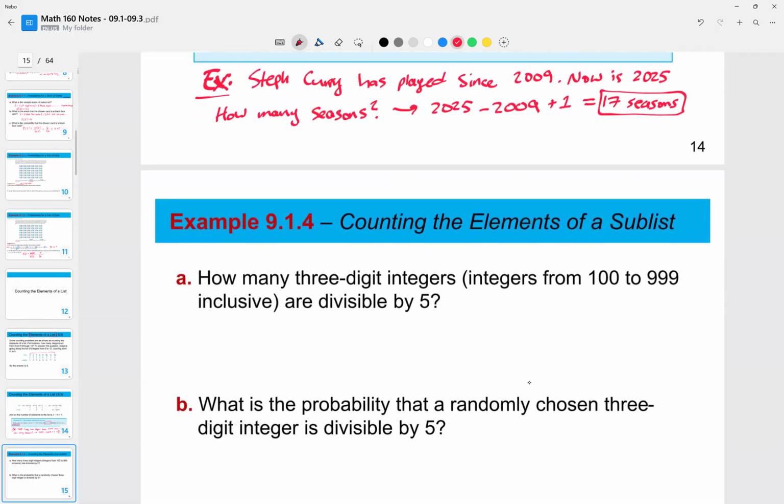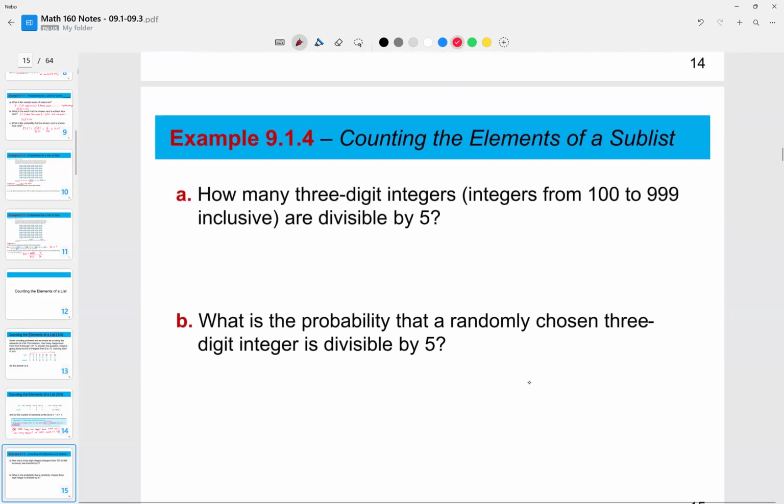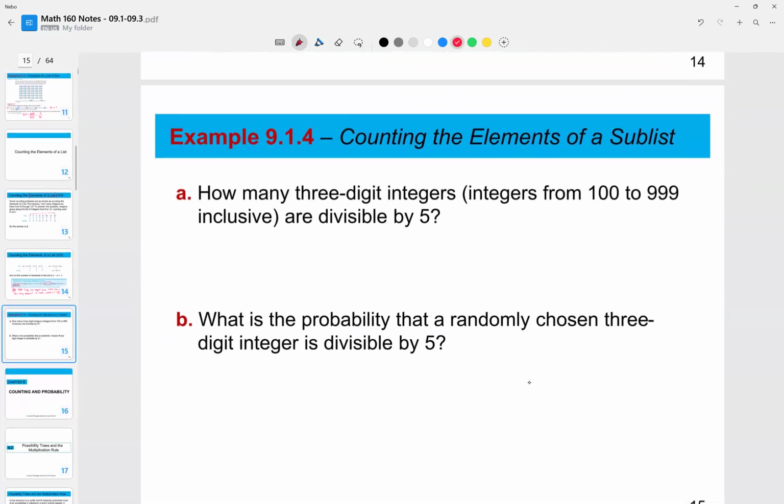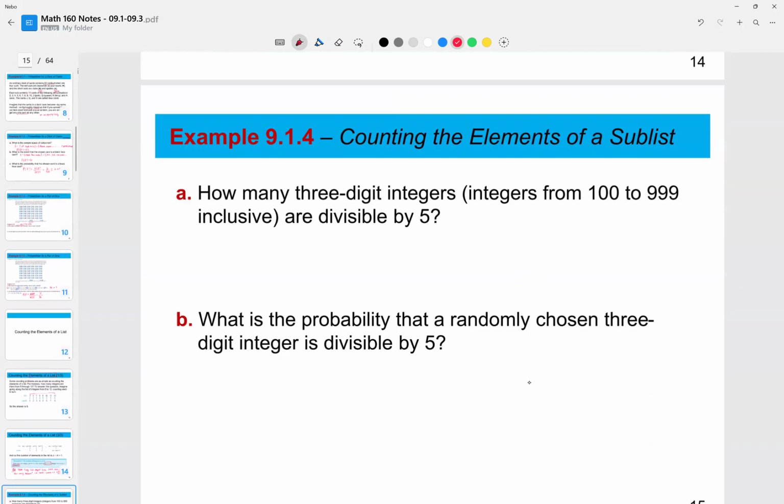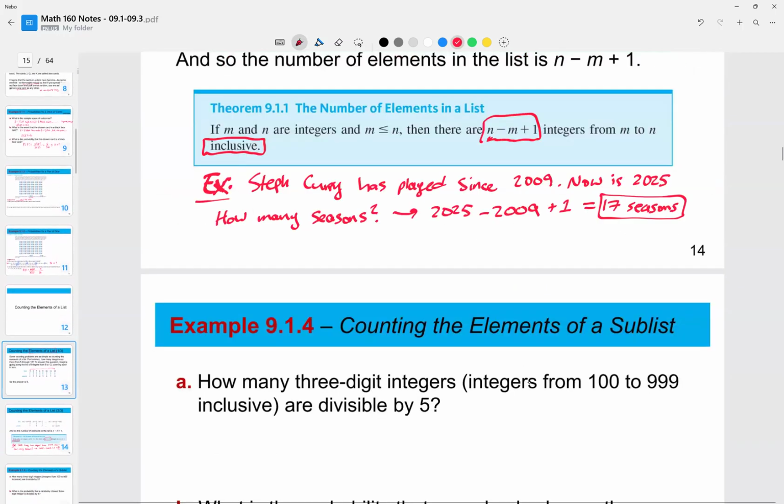Okay. So for part A, how many three-digit integers ranging from 100 to 999 are divisible by 5? Okay. And then we can talk about the probability as well. I think I included a little helpful thing here. Yes, I did. Okay. All right.